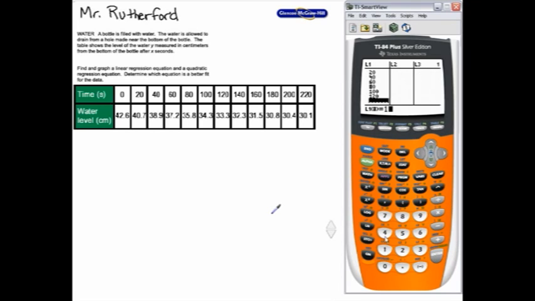Next is 140, then 160, then 180, then 200, and finally 220.